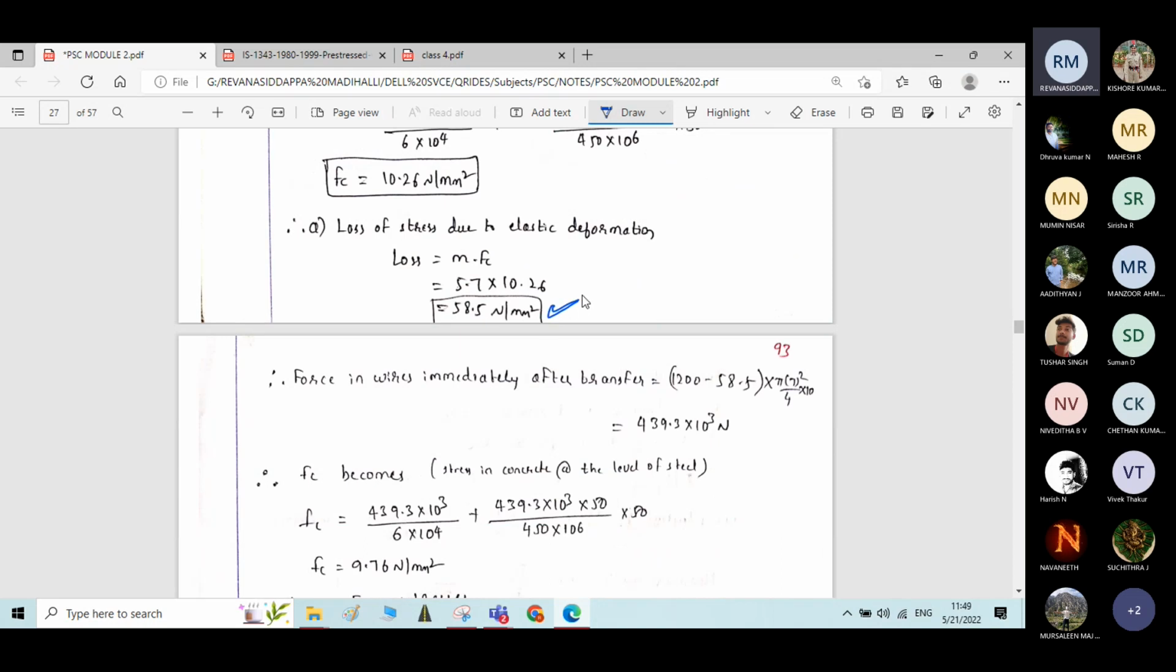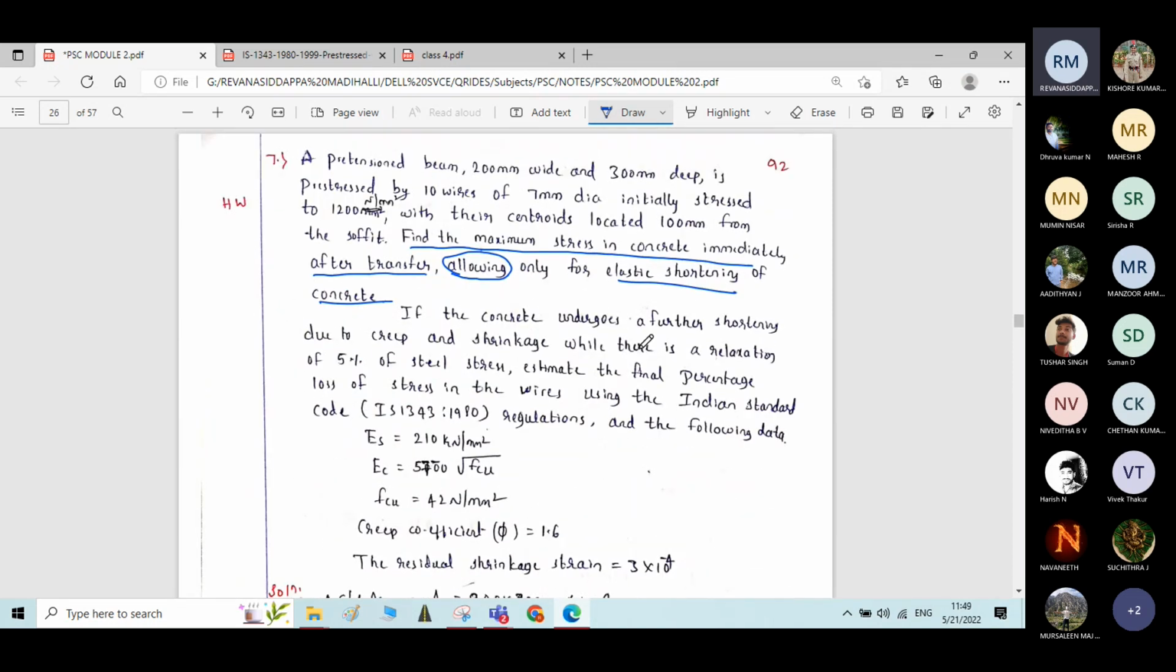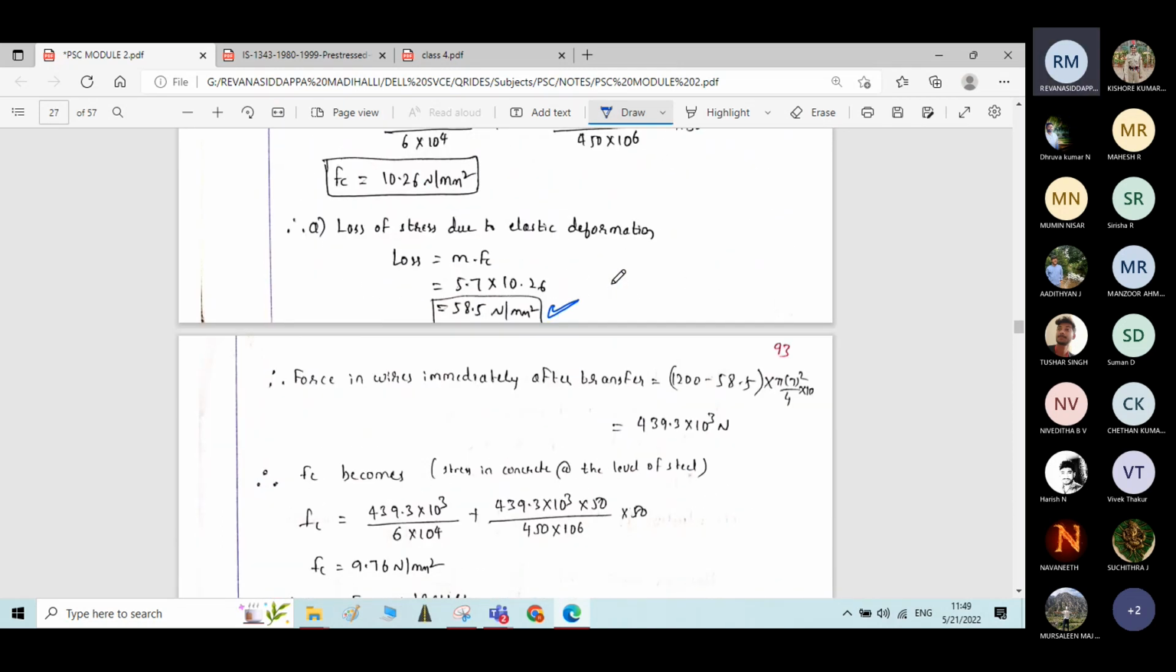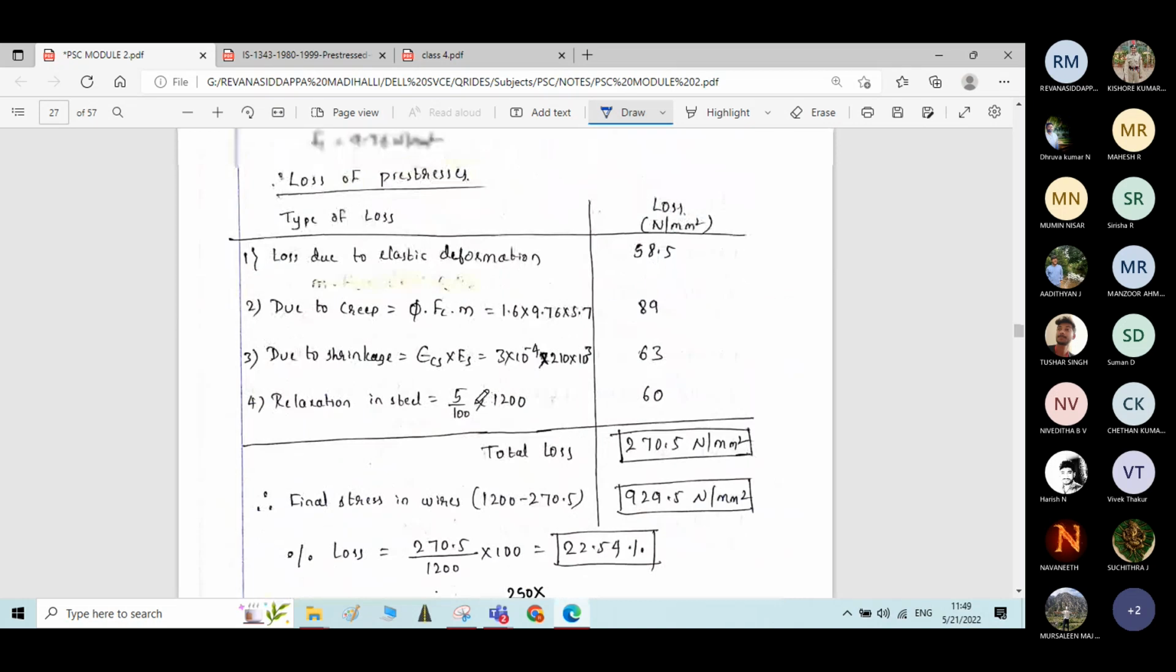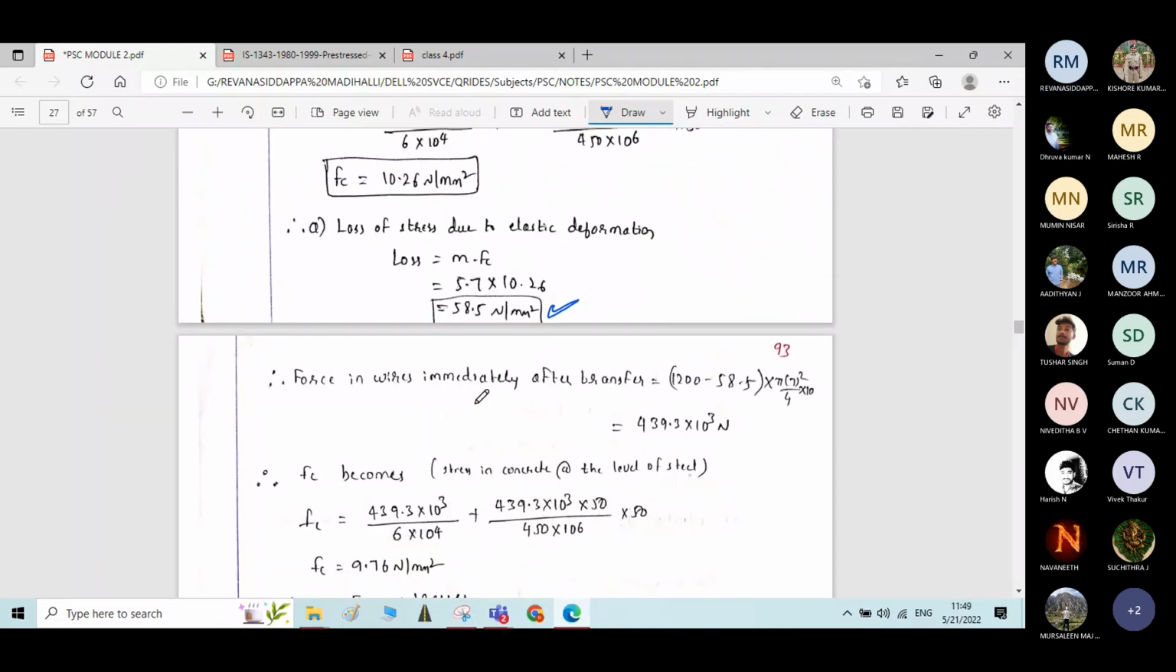In the problem he says to allow the loss due to elastic shortening, which means the initial stress should be deducted. In the initial stress, this loss due to elastic deformation should be deducted. That is 1200 minus 58.5. This is taken as the initial pre-stress for further calculations here.